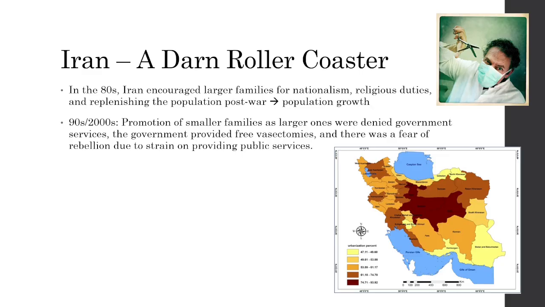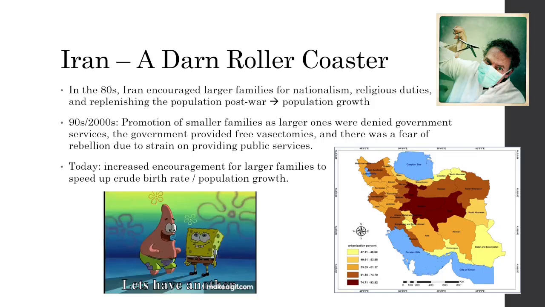In the 90s and early 2000s, they started to promote smaller families because the growth was so much. Larger ones were beginning to be denied government services. The government even provided free vasectomies. However, there was a fear of rebellion due to the strain on providing public services to the growing population. Today, which is not too far from the 90s and early 2000s, there's an increased encouragement for larger families to speed up the crude birth rate as well as population growth, because it's declined more than what they think is right.